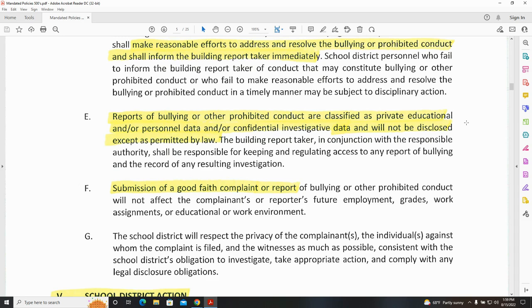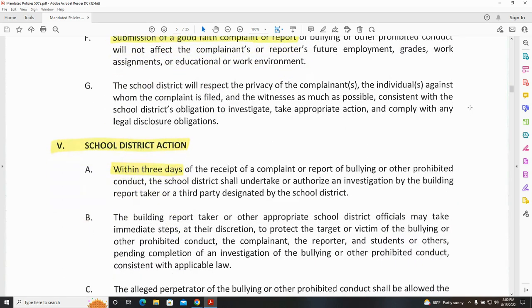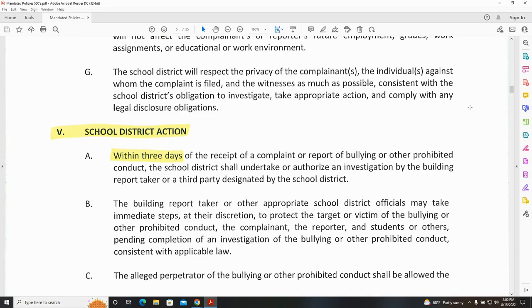And with that said, please consider a submission in good faith. There's no violation if you make a report that ends up not being bullying. So again, we'd rather have somebody report something in good faith and look into it and find out there's nothing there than to have somebody see something, not say something, and then some bullying is happening that we could have done something to try and prevent.